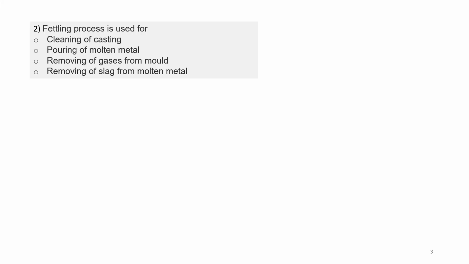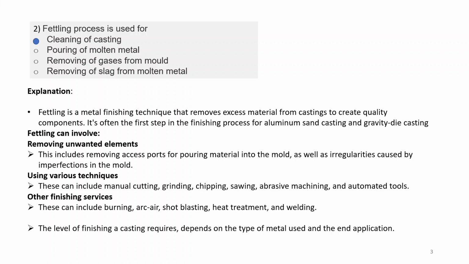So the fettling process is used for cleaning of casting. Fettling is a metal finishing technique which removes excess material from the castings to create quality components. You need some tolerance and finish, and all this will be given by fettling. It's often the first step in the finishing process for aluminum sand casting and gravity die casting.